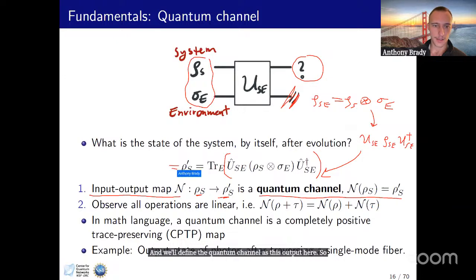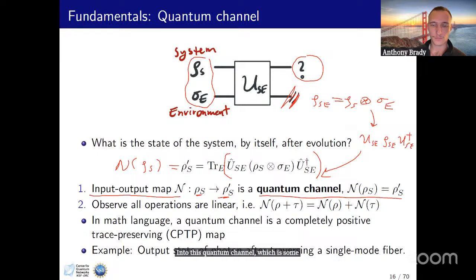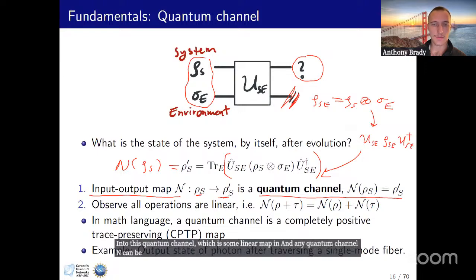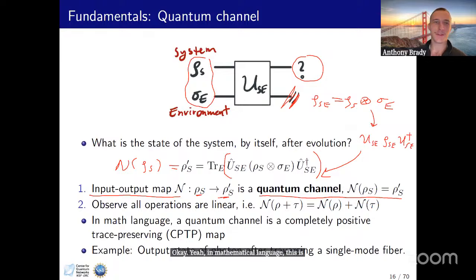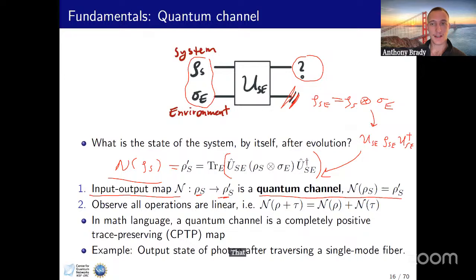So again, this generalizes unitary evolution. We have some input rho of S into this quantum channel, which is some linear map N. And any quantum channel N can be described in precisely this manner, where we have a system and environment interacting by unitary, and we simply trace over the environment. In mathematical language, this is a completely positive, trace preserving map, which is a lot of words just to say that the output state N of rho of S is a valid quantum state. That's all that means. For example, the eigenvalues of N of rho of S are positive and they correspond to probabilities. That's what a CPTP map means.